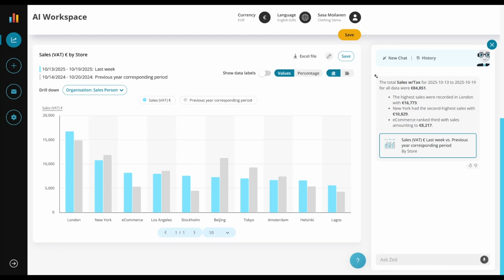And we can here close the voice mode and continue maybe the interesting analysis part here, which is really understanding the root causes for these changes. So here we can see that London and e-commerce are kind of trending up, but New York is actually 9% down. So we could ask why this is. So why did sales in New York store drop?